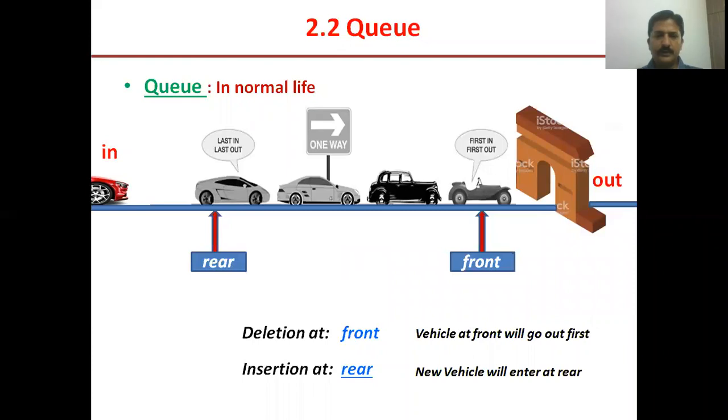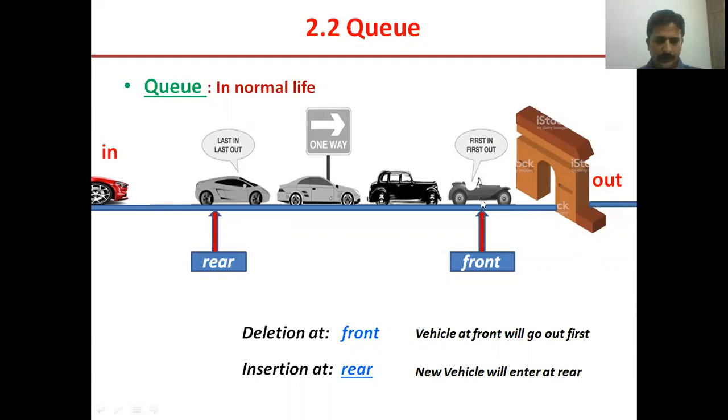Now to understand queue, first we will see the queue in normal life. Assume these are the vehicles waiting at the toll gate, and they have to go out. The vehicle that comes first will be at the front. This is the second vehicle, this is the third, and this is the last vehicle. Rear will be pointing to the last vehicle, so we will call it the rear vehicle, and this we will call the front vehicle. Now, according to the rule of the toll gate, which vehicle should go out first? It should be the front vehicle, right?